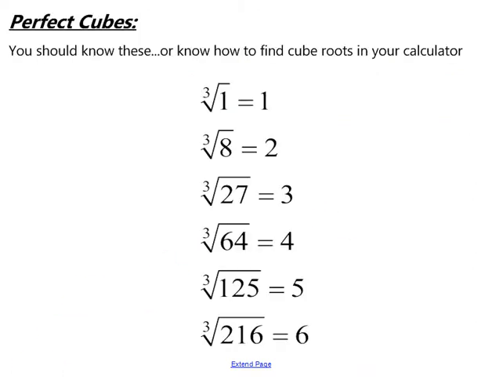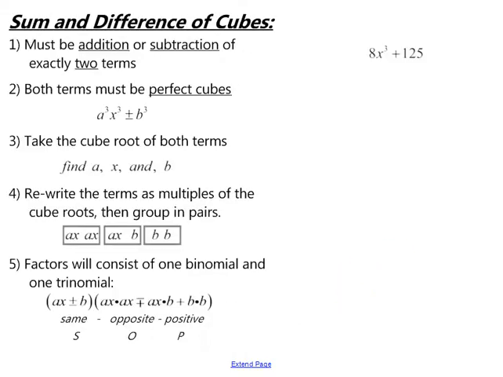So now we're going to talk about perfect cubes. 1 through 216, these are some of the basic ones. If you do have these memorized, it'll help you identify cube roots or perfect cubes a little faster. If you don't know them, then at least make sure you know how to find them in your calculator. Sum and difference of cubes.